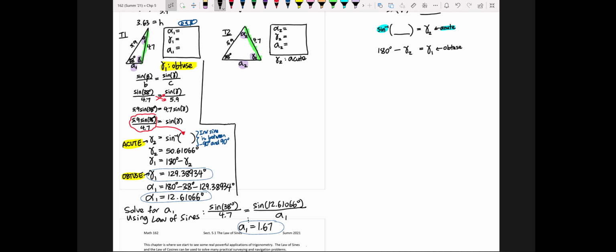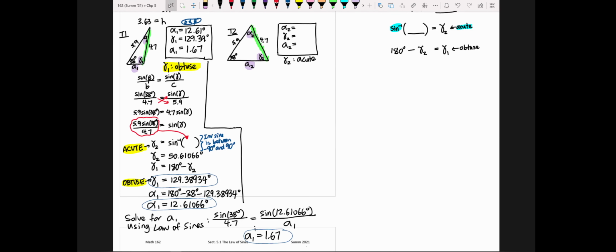So in the first triangle, check your answers. Alpha 1 should be 12 point, did we round to 2 places? Yes, 12.61 degrees. Gamma 1 is 129.39 degrees, and then A1 is 1.67. So we're able to get first gamma 1 and then alpha 1 and then A1. That was for our triangle 1 where gamma is obtuse.